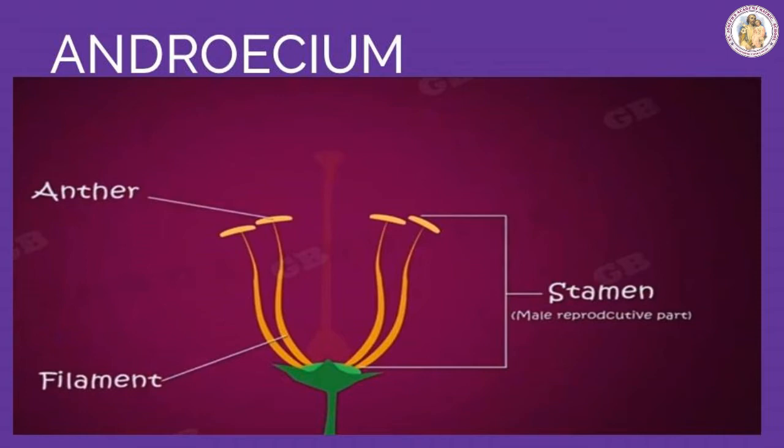It is composed of stamens. Each stamen consists of a stalk called the filament and a small bag-like structure called the anther. You can take one hibiscus flower while watching this video session. In that you can see the androecium, stamen, filament and anther, a very small, minute bag-like structure. The pollen grains are produced in the anther within the pollen sac.